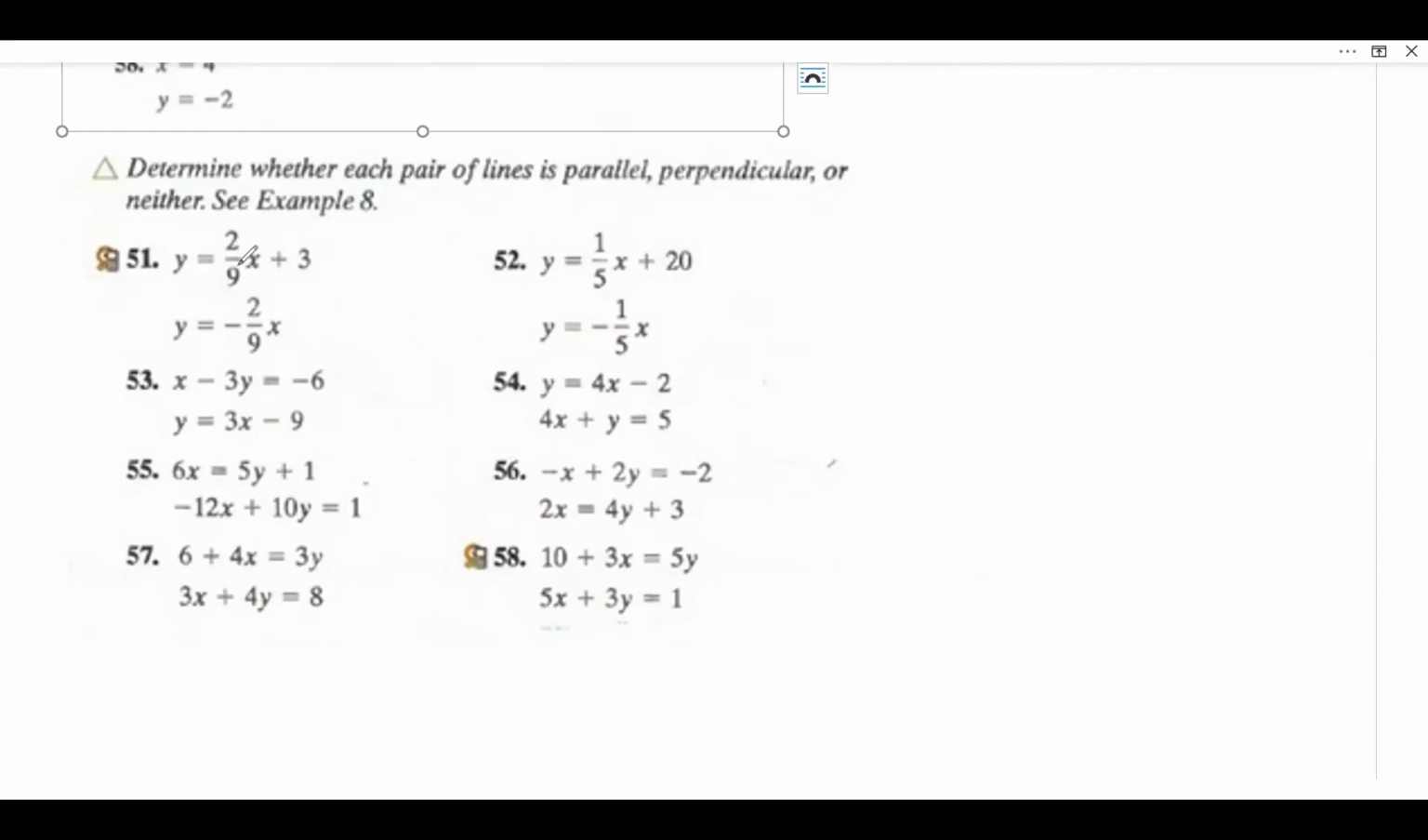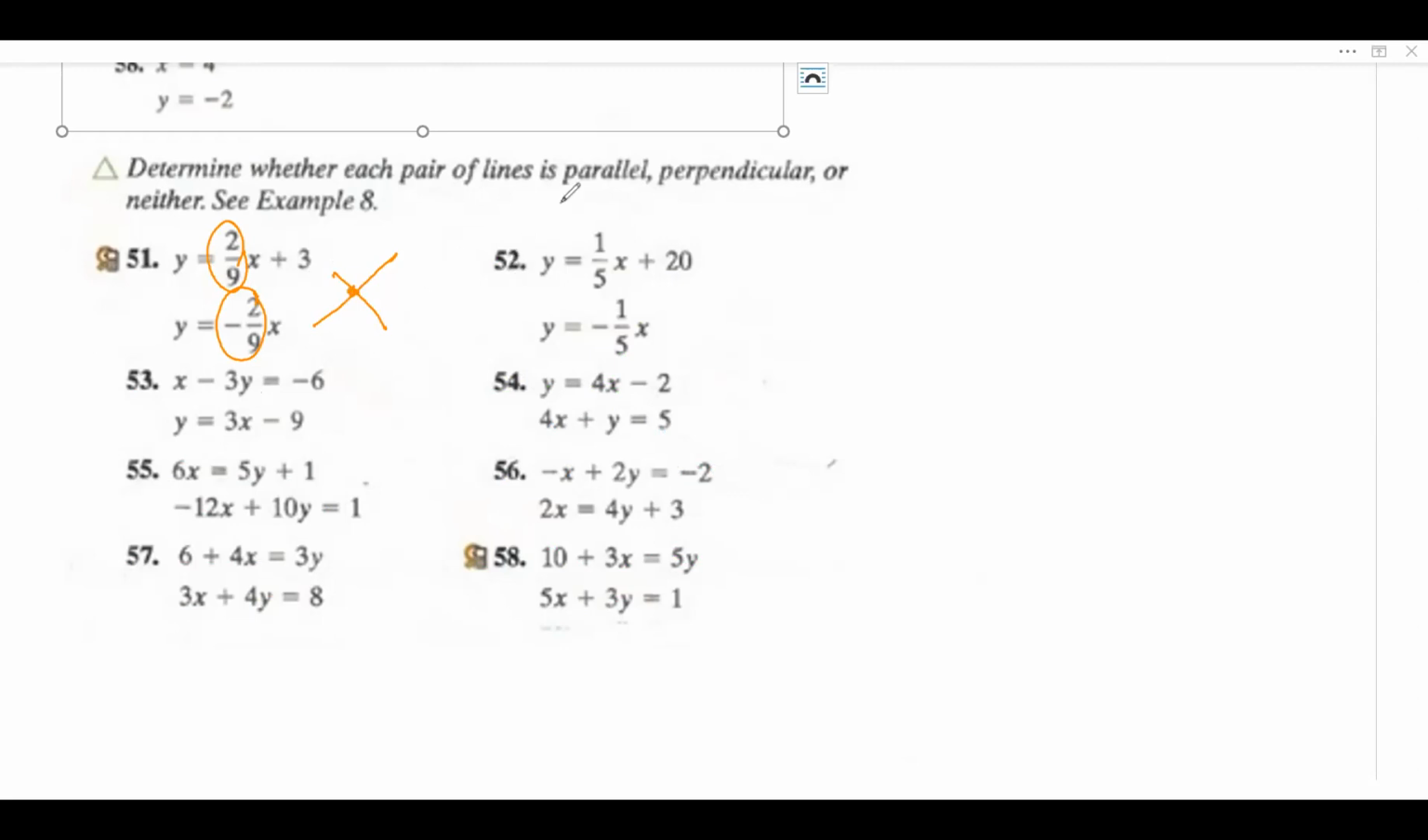So the slope for this one is 9/2. This one is -9/2. They are not equal. The product of them is not equal to -1. So they are just crossing. They are not perpendicular, not parallel.